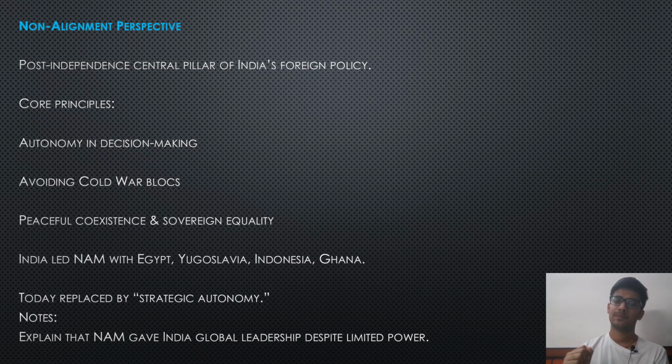Multi-alignment basically says that we will cooperate more with both nations. So we will have defense ties, we will produce missiles with Russia as well, but we will also buy defense equipment from USA as well. And these two nations are still very much rivals. But India is multi-aligned. They are aligned with both the nations. So today, while we still don't declare military alliances with any nation, our policy has changed from non-alignment to multi-alignment.